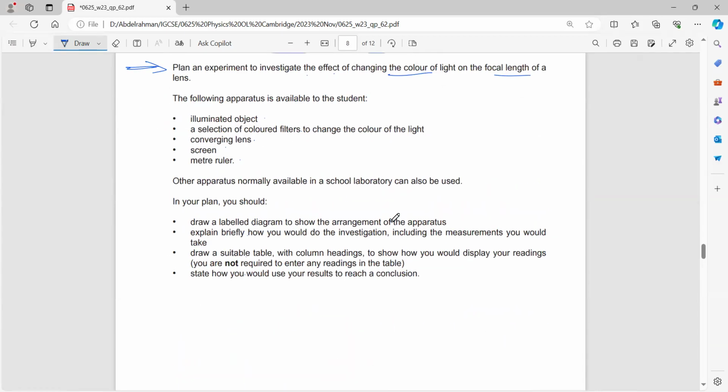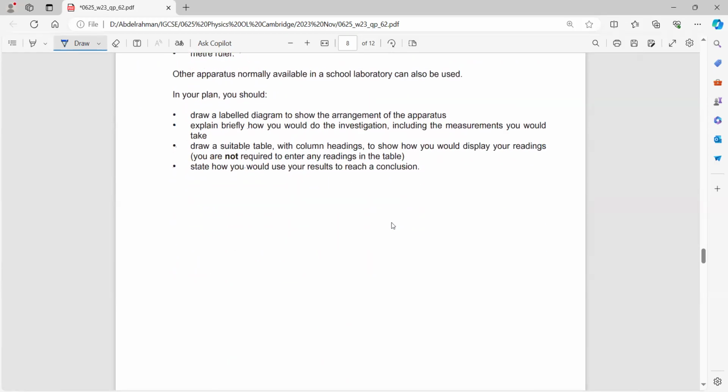Guys, he did not state that he needs any additional apparatus. He did not state that he needs any controlled variables or precautions or anything. Okay, this is a very simple question. He does not want that much detail for this question, but he needs a labeled diagram, and the labeled diagram is quite easy. It's the same diagram. What should I draw? I have to draw the object, the lens, and then the screen.